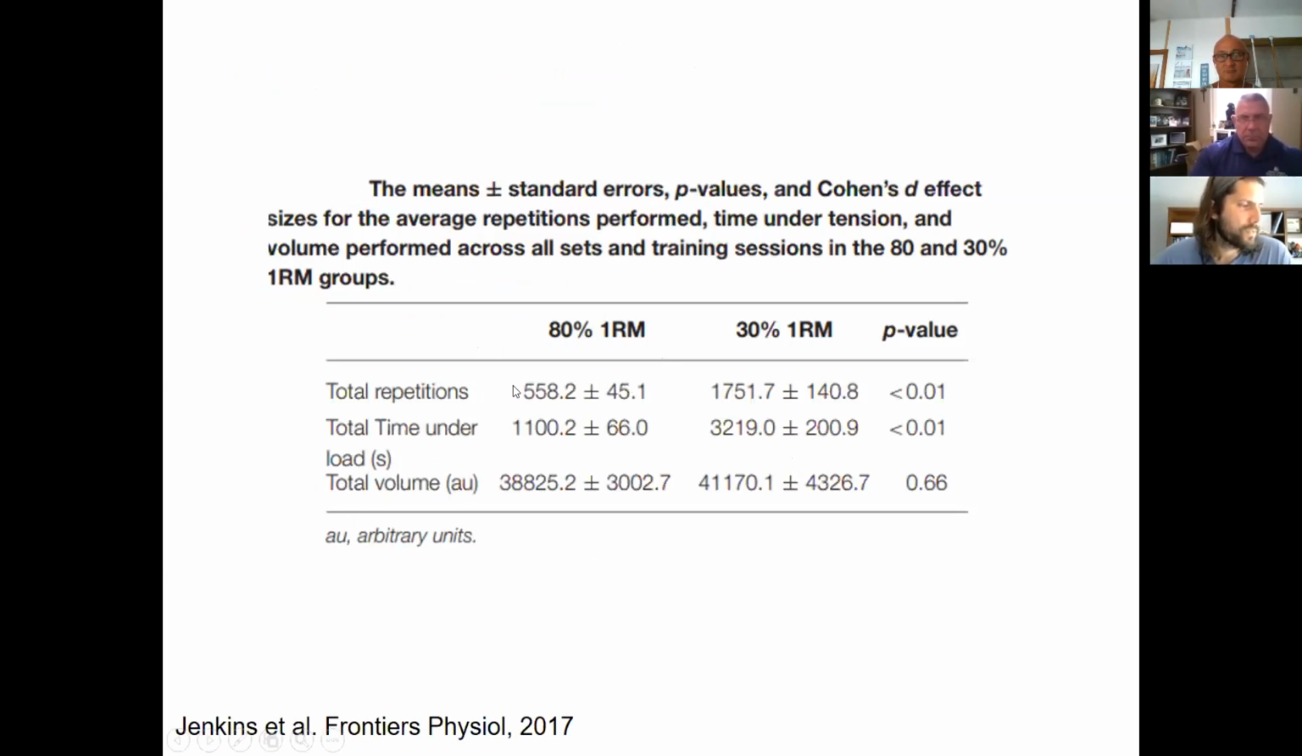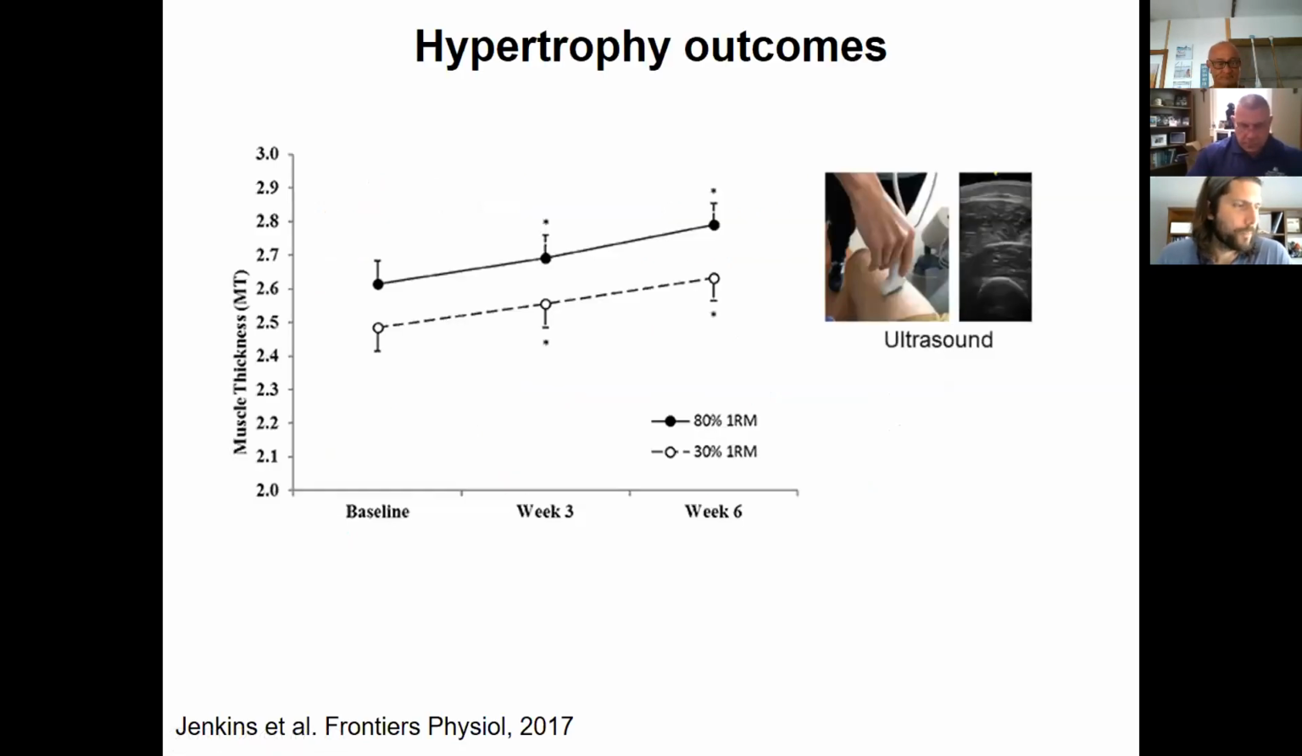What's interesting is if you look at the total repetitions performed over the duration of the study, clearly if you lift lighter weights, you have to do almost 3 times as much lifting. There is more time under tension because you are lifting for more repetitions. But what is interesting is that the training volume almost comes out to be identical whether you lift 30% 1RM or 80% 1RM, so long as it's to failure, okay?